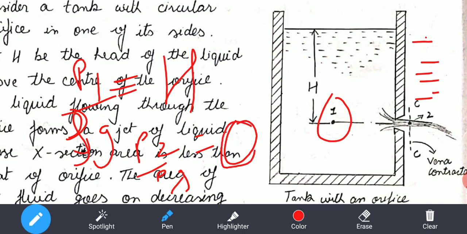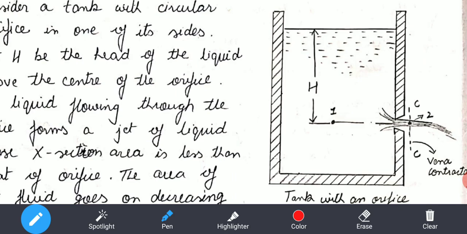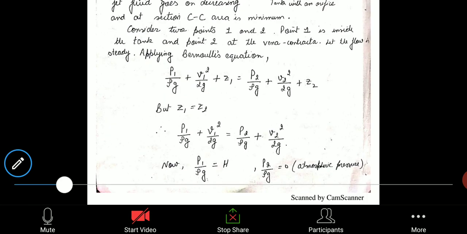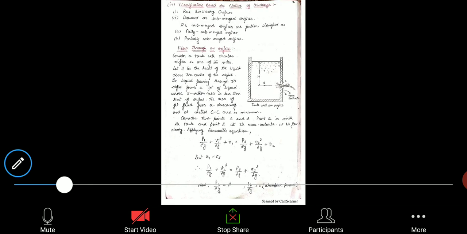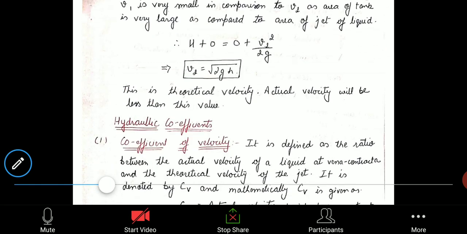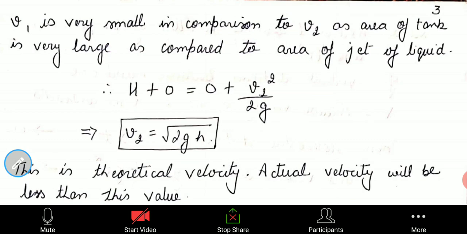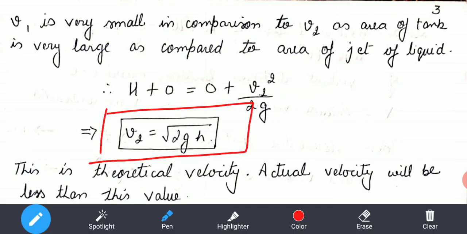If we put all these values in Bernoulli's equation, what will we get? We will finally obtain the value of V2. Velocity at section 2 is under root 2gh. This is the theoretical velocity, and I already told you actual velocity is less than this theoretical velocity due to some losses. Now we will discuss the various hydraulic coefficients which we use in orifice meters and venturi meters, like coefficient of discharge, coefficient of velocity, and coefficient of contraction.